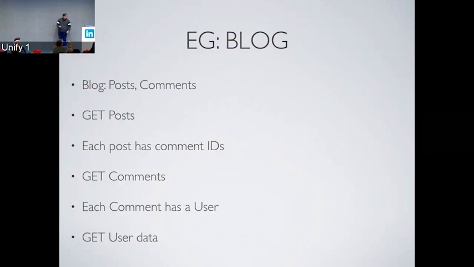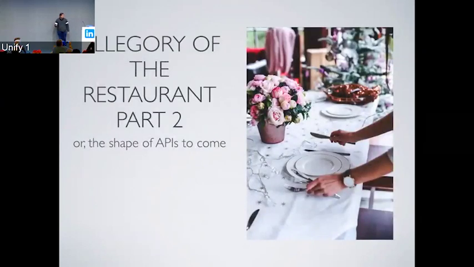So that ends up being a fair amount of work. So that brings us to the allegory of the restaurant part 2, or the shape of APIs to come. Here's how things work at a GraphQL-esque restaurant.